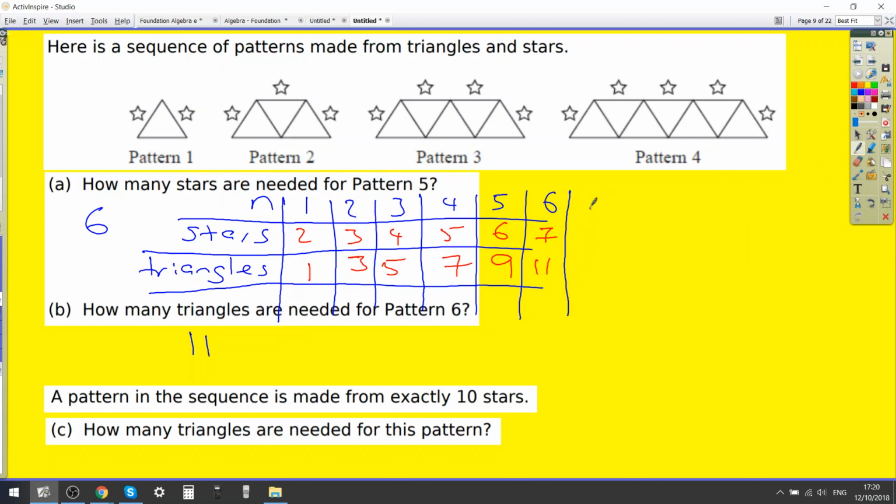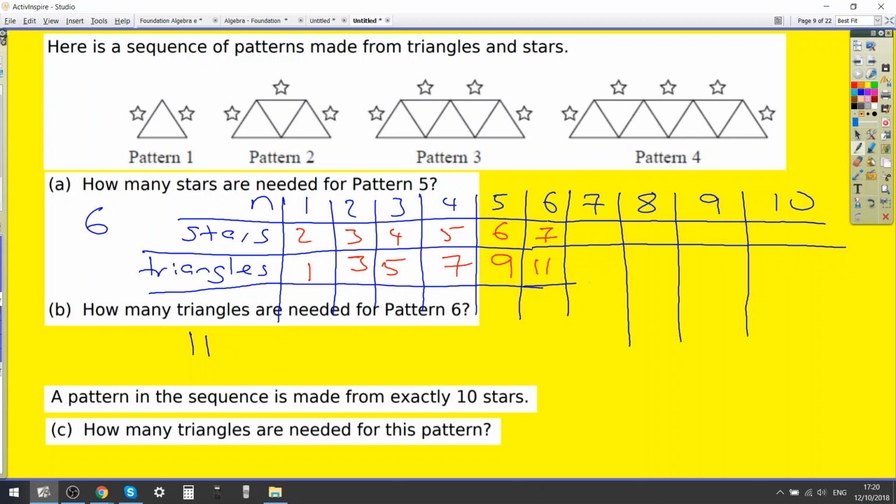Okay, so 7, 8. It'd be 8 stars, and there'd be 13 triangles. And you can do them one at a time if you like. So do the stars first and then triangles. Alright, so it'd be 8, 9, 10. And then it'd be 15, 17. And it'd be 11 and 19. So it'd be 17 triangles.